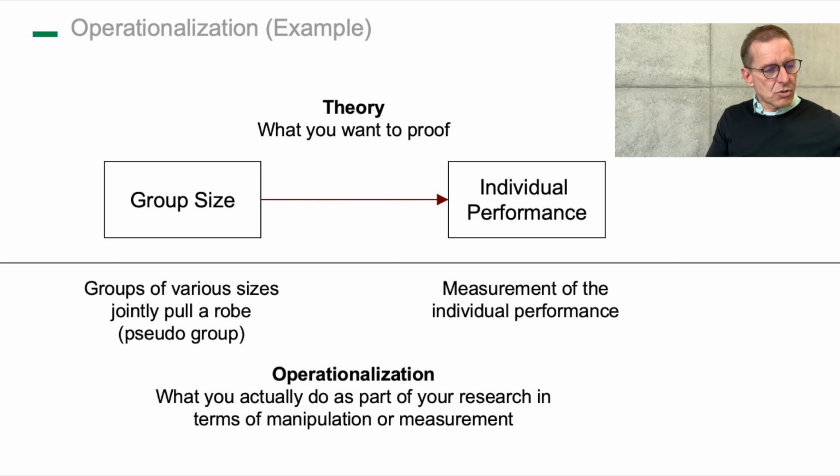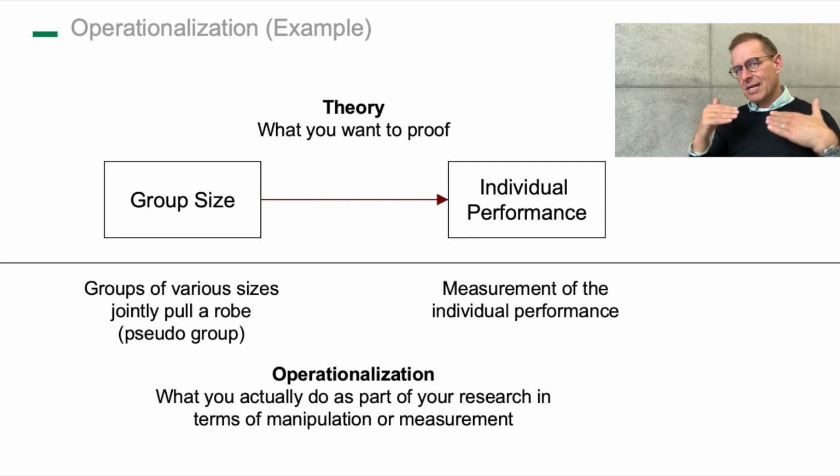Okay, social loafing. Now, what does that mean? Whatever you do in your research, you always have these two layers. The theoretical layer. In this case, it's group size and individual performance. Group size has an effect on individual performance. This is what you believe in. This is what you want to prove. This is your theory, your assumption, right?